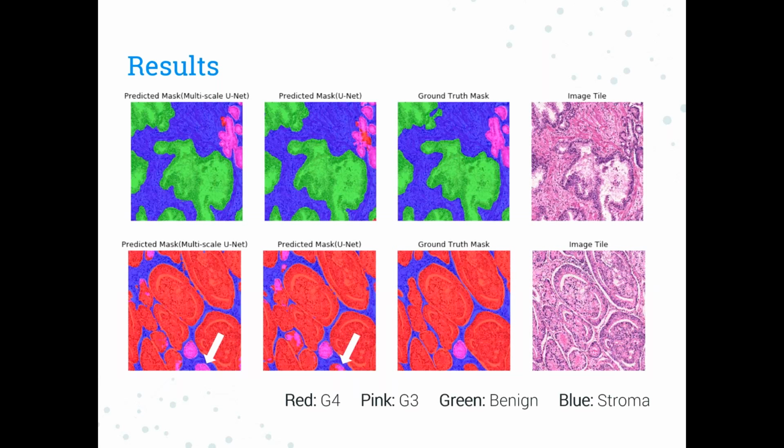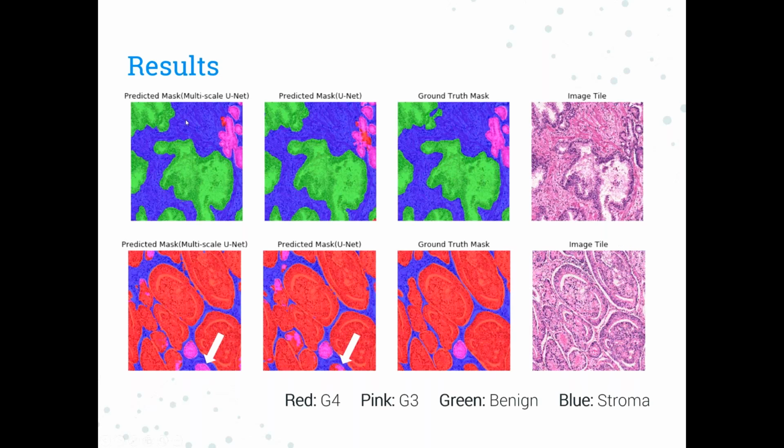Here are some actual images. So you can see what a challenging task it was to manually annotate these. Here's the ground truth mask in the third column. Each color is either stroma, blue, or a gland.